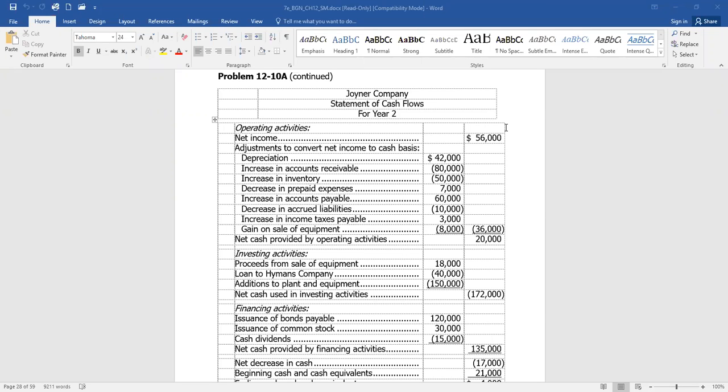What else happened? We had a loan. We loaned Hyman's $40,000. Well, the effect on our cash flow is a decrease of $40,000. When you loan somebody money, you're giving them the cash.